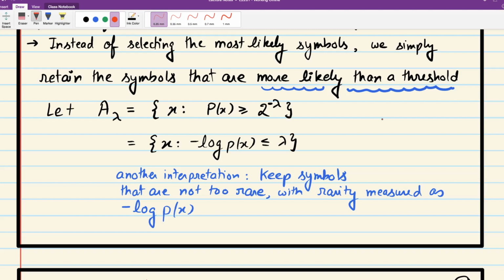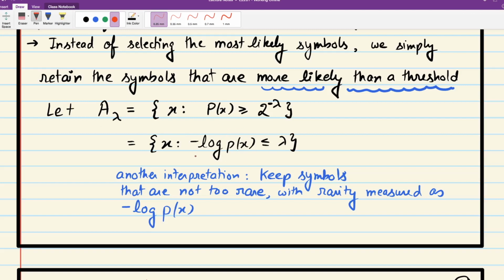Alternatively, instead of looking for the L largest probability symbols, what we can do is retain symbols which are more likely to occur than a threshold. So in particular, we consider this set A lambda, where this threshold of acceptable symbols is set to be 2 to the power minus lambda. It's the set of all those symbols x whose probability p(x) exceeds 2 to the power minus lambda. So they have a reasonable probability. We just retain those symbols. So instead of the L largest, we'll retain these symbols. You can take a log and re-express this as minus log p(x) less than or equal to lambda. So there's another view of this set.